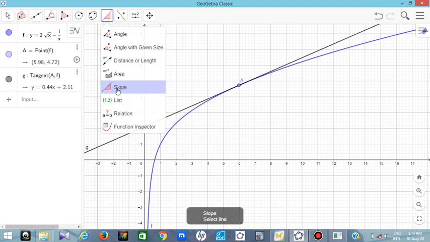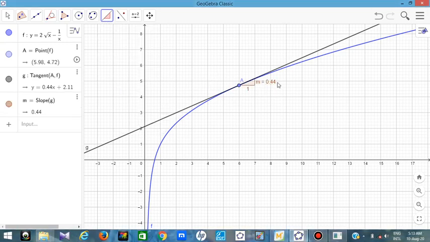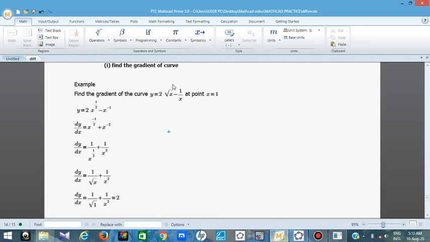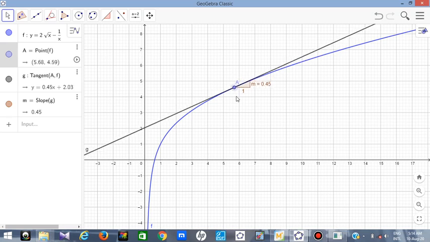So let's get the gradient, which is the slope. The gradient of this tangent at this point is 0.44. Let's see, what did the question say? The question says find the gradient of this curve at the point x equals 1. So I need to move this point to x equals 1. You can see x is 5.98 at this point, almost close to 6. So let's move it to x equals 1.